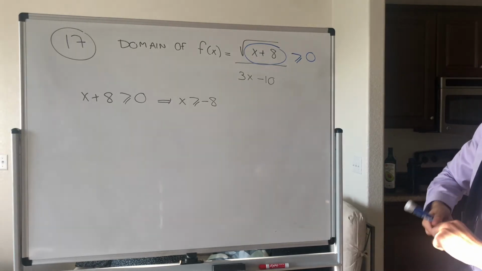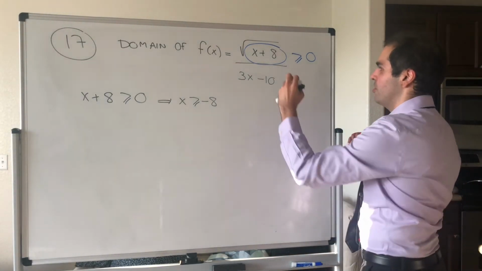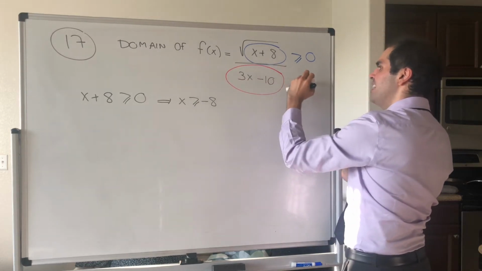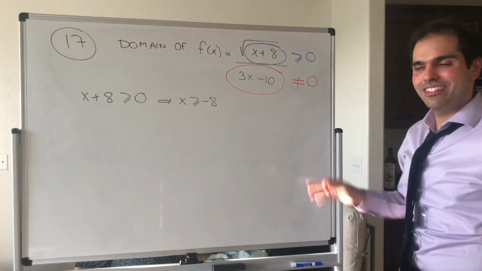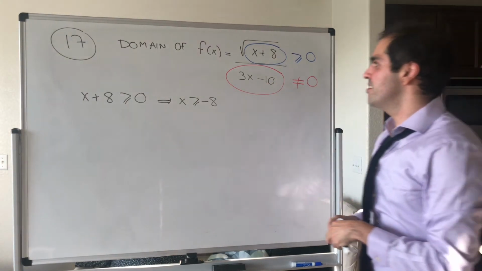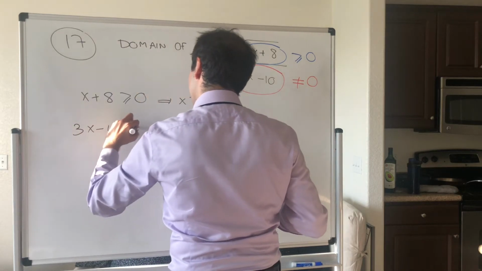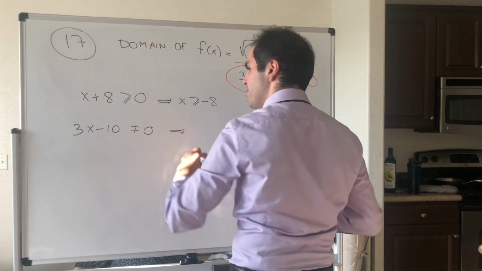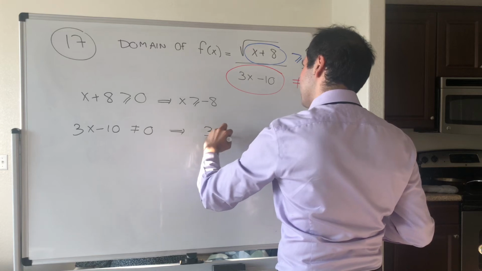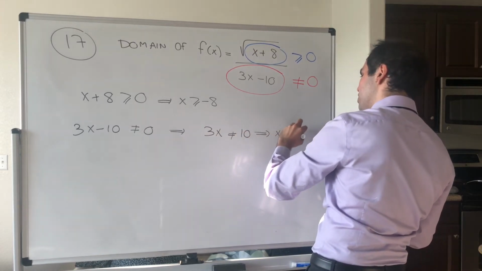On the other hand, we want the denominator of a fraction to be non-zero. So you can never divide by 0. It's a big boo-boo. So let's make sure this denominator is non-zero. So 3x minus 10, that's not equal to 0. This implies that 3x is not equal to 10. So x is not equal to 10/3.